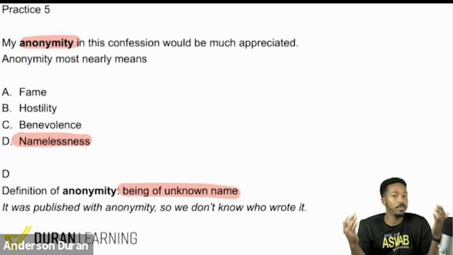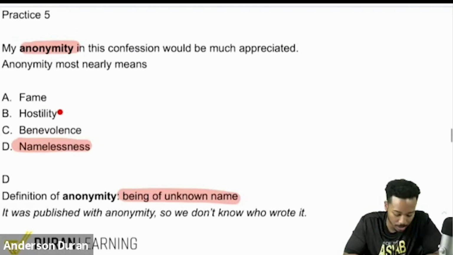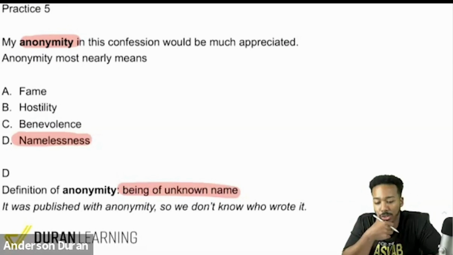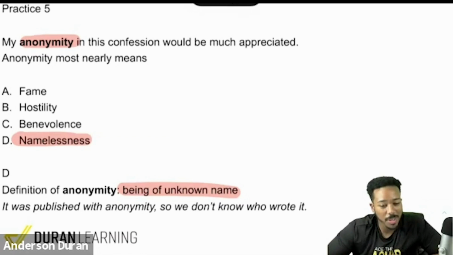So how about hostility here? What would hostility mean to you? Right, we think of violence. Someone's being hostile, someone can be a threat. Someone can be an aggressor or aggressive. Great, absolutely. But here's the word of the day here. Benevolence. What does benevolence mean?